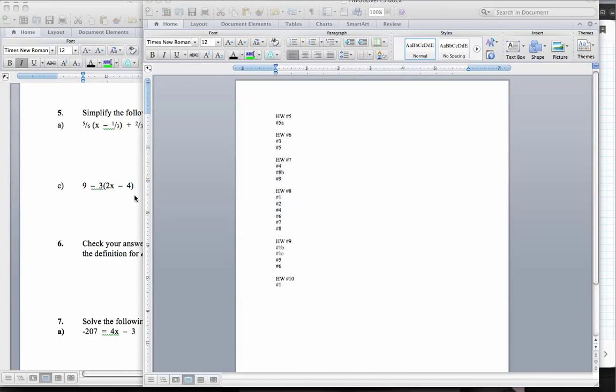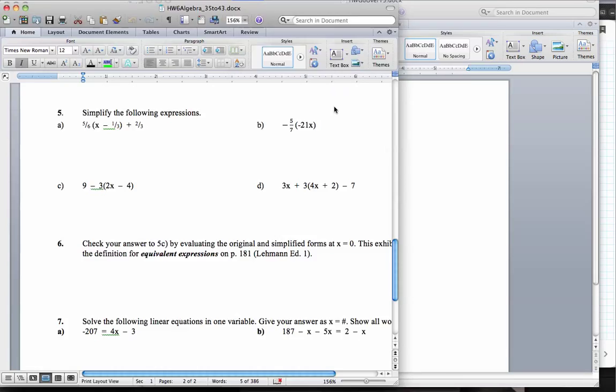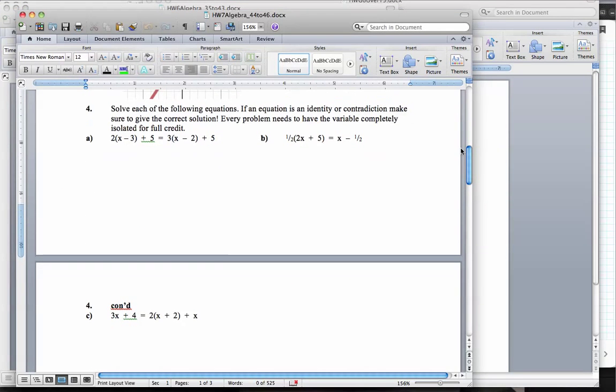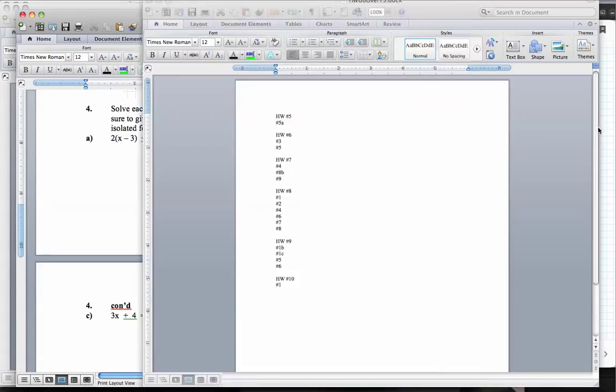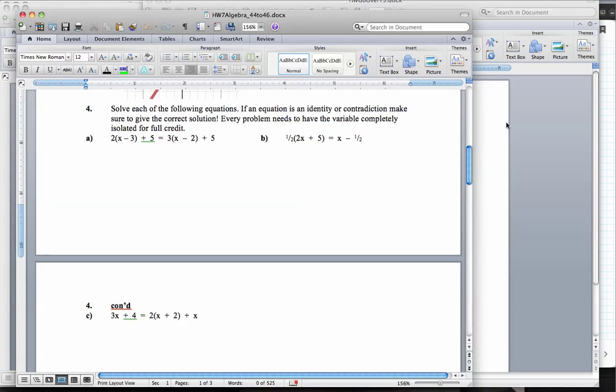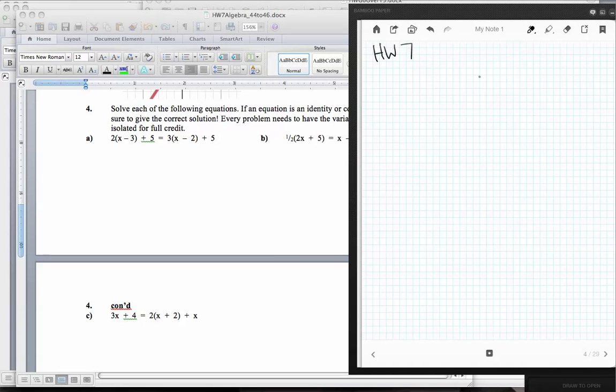And next is number 4 from homework number 7. So homework number 7, problem number 4, says solve each of the following equations. If an equation is an identity or contradiction, make sure to give the correct solution. Every problem needs to have a variable completely isolated for full credit. So go back over to the tablet.